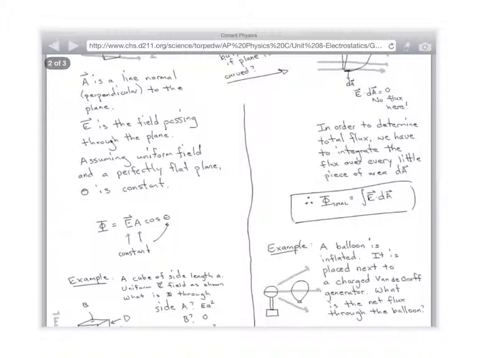It's positive. It's zero. You say positive? Why do you say positive? Because the top and the bottom. Wait, hold on.